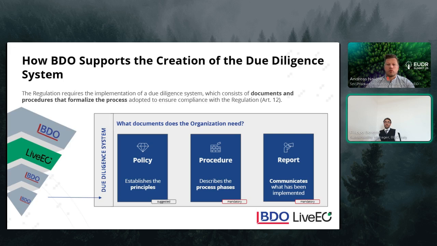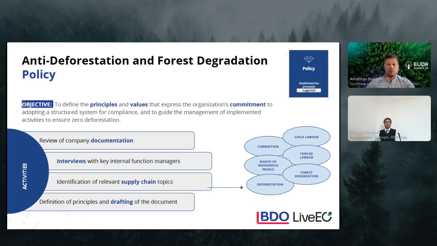Now let's have a look in detail at the 3 documents. So let's start talking about the policy. Okay, the policy document is not explicitly required from a regulatory point of view. In fact, in Article 12, the regulation simply requires the adoption of a set of procedures that formalize the process. But at the same time, we are still talking about a due diligence system. So it is first necessary for me to define a policy.